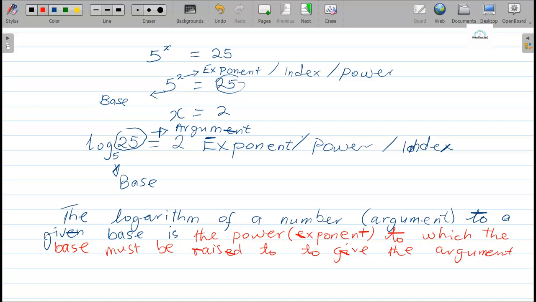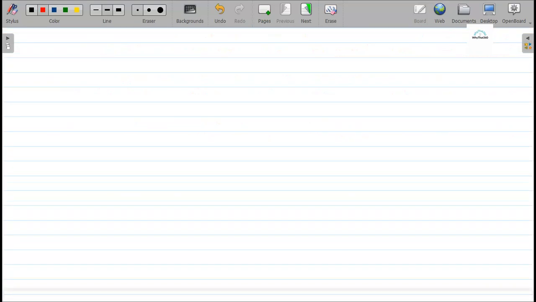For example, if I have an example, find the log of 49 to the base 7. Log 49 to the base 7.